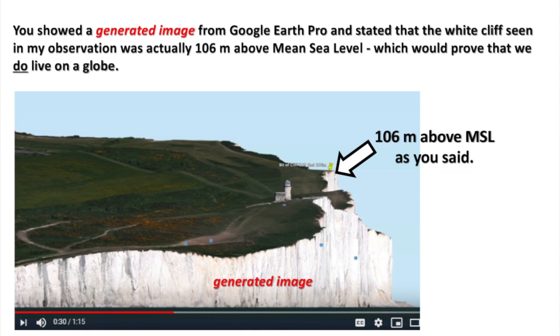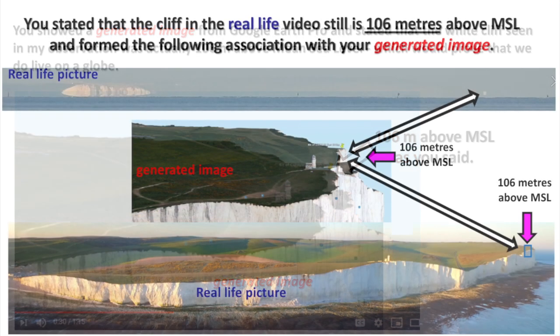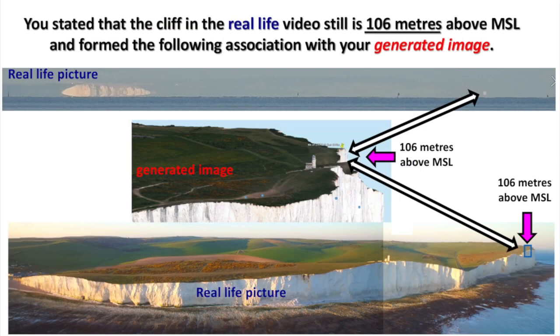You showed a generated image from Google Earth Pro and stated that the white cliff seen in my observation was actually 106 meters above mean sea level, which would prove that we do live on a globe. You stated that the cliff in the real-life video still is 106 meters above mean sea level and formed the following association with your generated image.